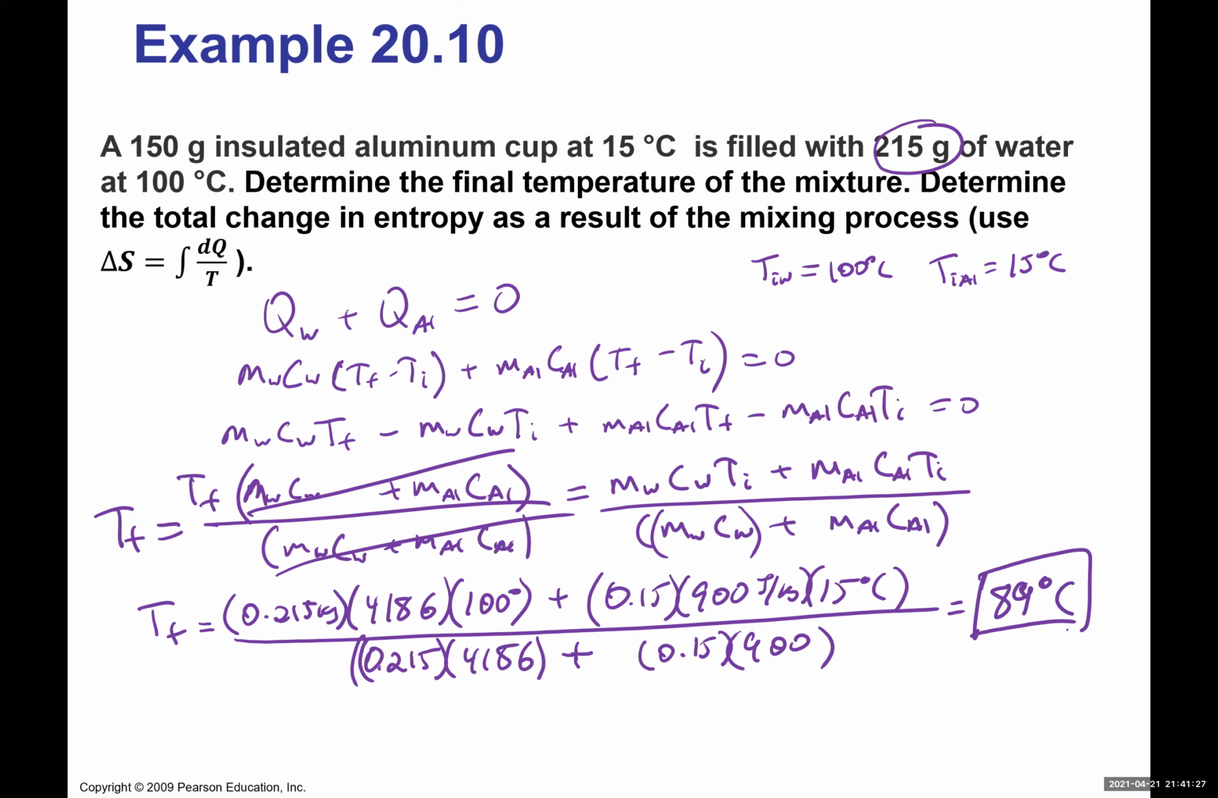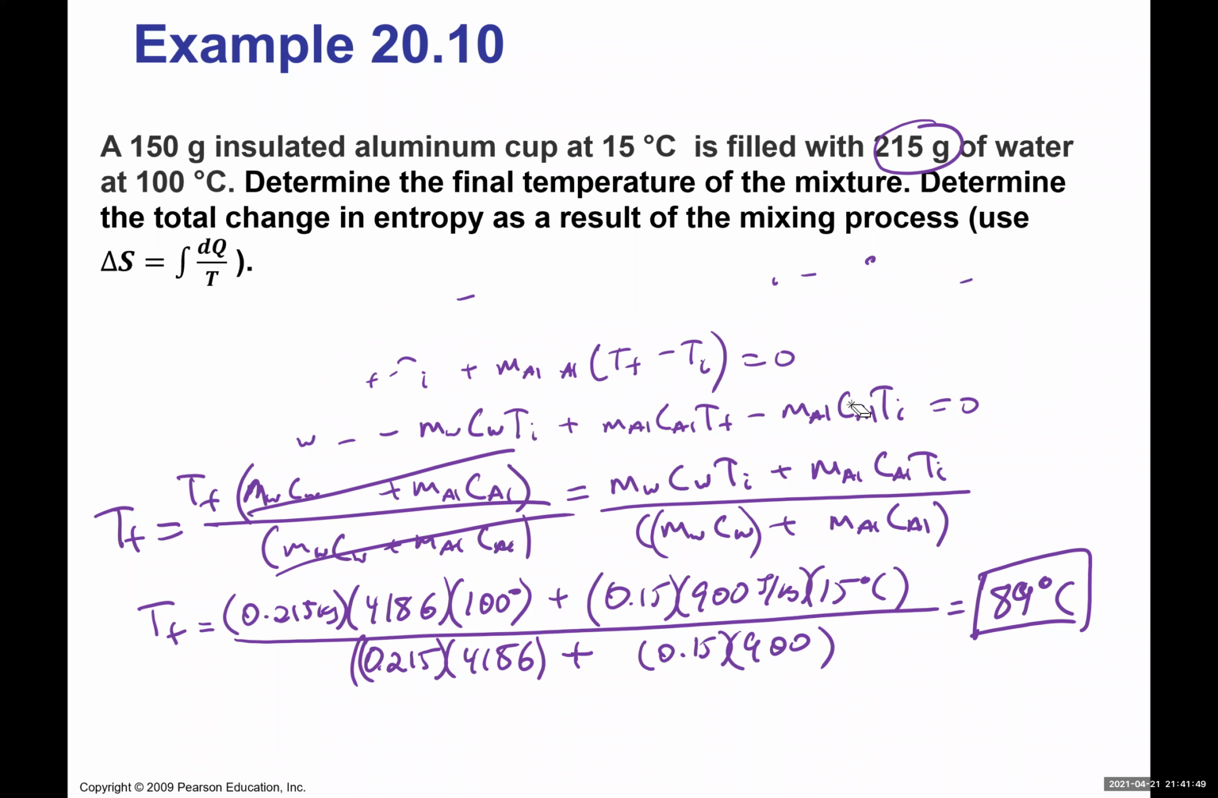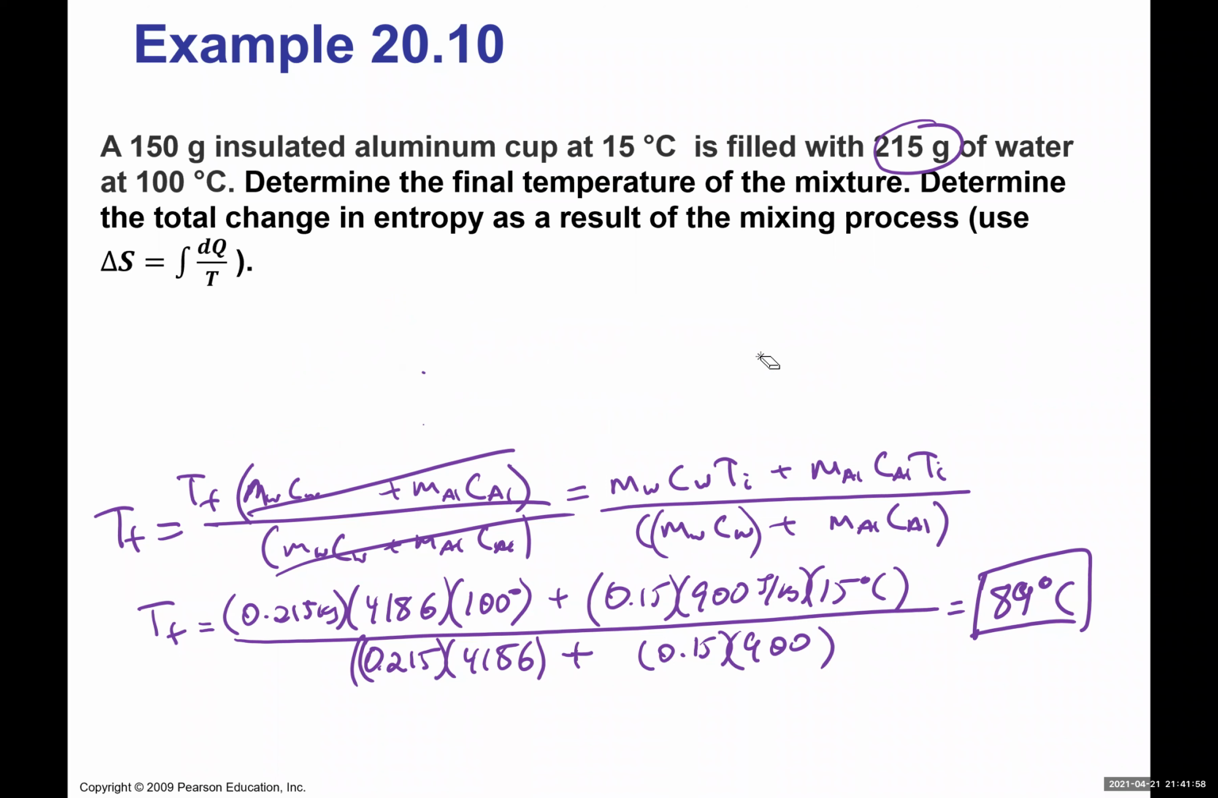So that's basically in terms of the final temperature. Now that we have that, we can then calculate the change in entropy. Let's give myself a little more room over here at the top. Let's make a different color so we can separate them. So if we calculate the change in entropy, this will be the change in entropy of the aluminum cup plus the change in entropy of the water.